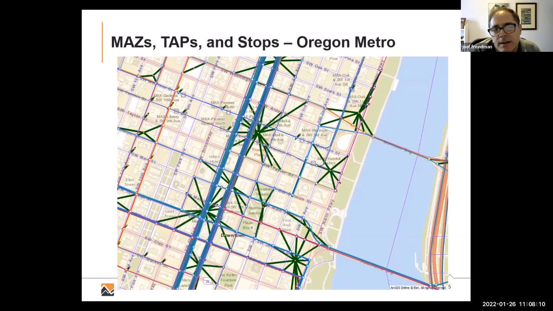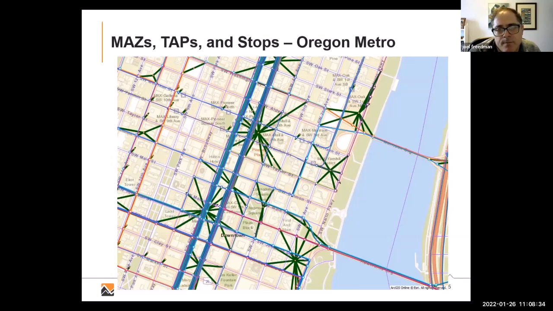Basically, in a 2-zone system, there's a subzone system called microzones, which breaks up TAZs into smaller zones. They're typically about the size of a city block or a census block. We use local streets to create them in the Portland model. They're shown here in the purple lines.